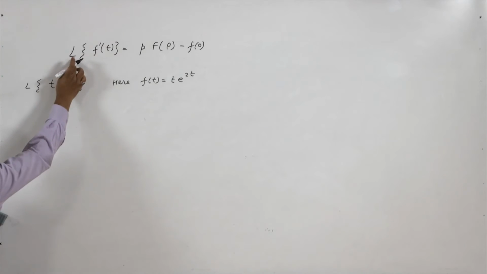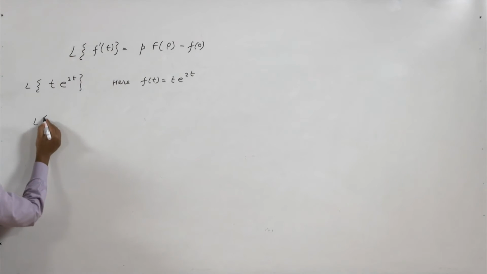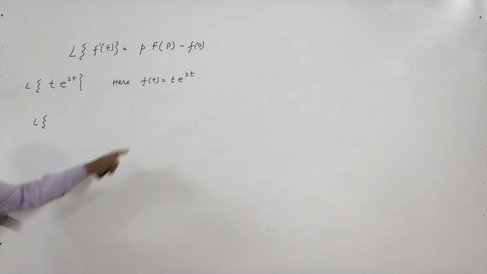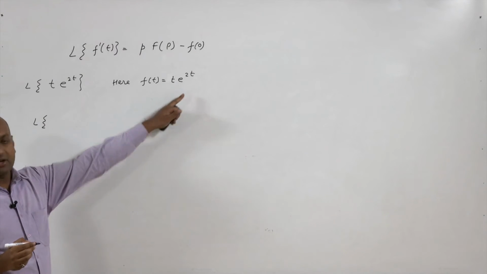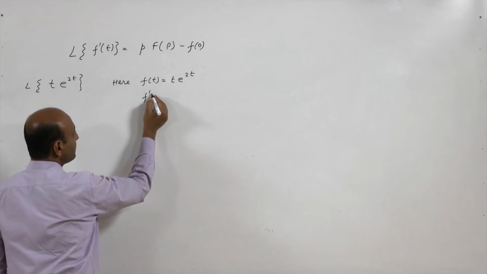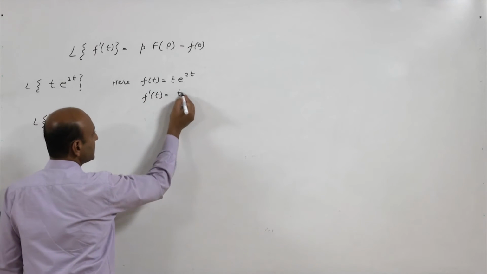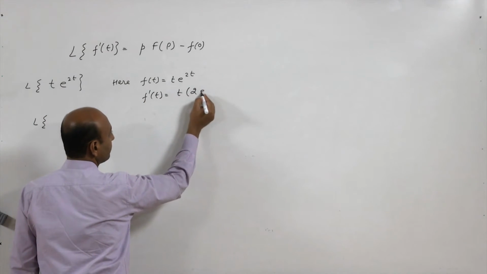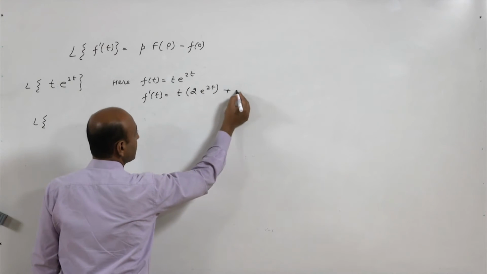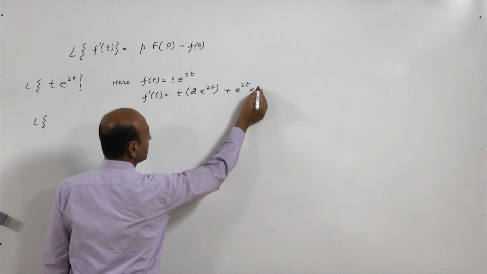So, if we apply this result, Laplace of f dash t. First we find f dash t. What is the derivative of f with respect to t? It is first as it is, derivative of second, plus second as it is, derivative of first.